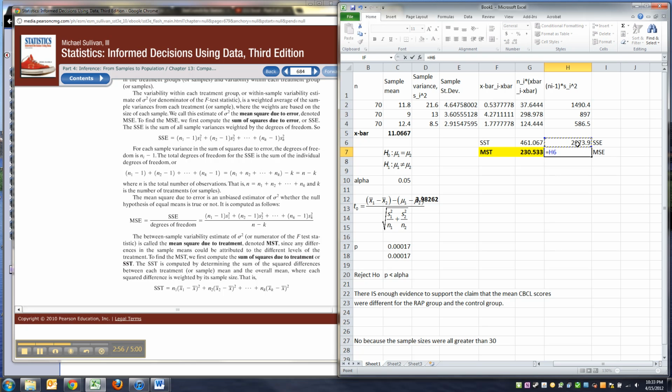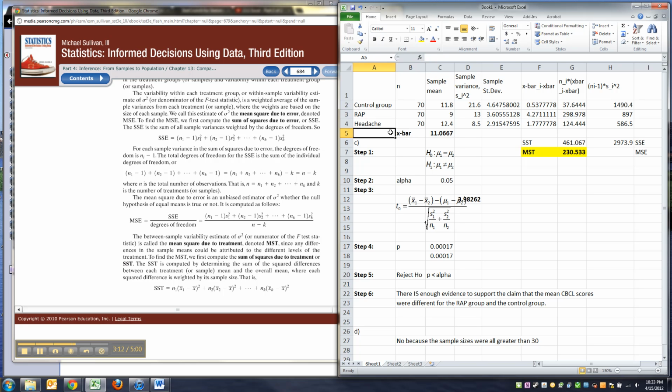Equals that value divided by, now this is a little bit tricky, but it's n take away k, right? Where n is actually the total altogether, and k was 3, your treatments. So let me make a note right here. n is equal to the sum of all 3 of these. There we go. And let me just make a note.